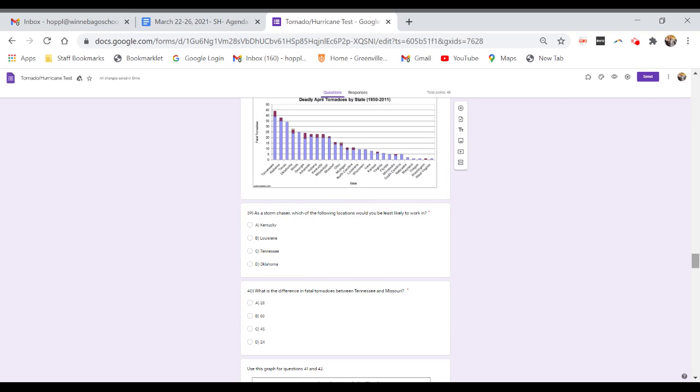Question 40 says, what is the difference in fatal tornadoes between Tennessee and Missouri? A, 28, B, 60, C, 45, or D, 24?